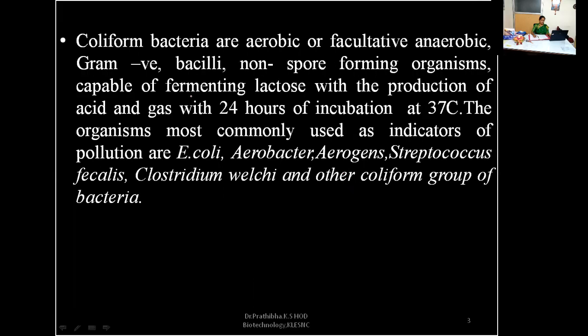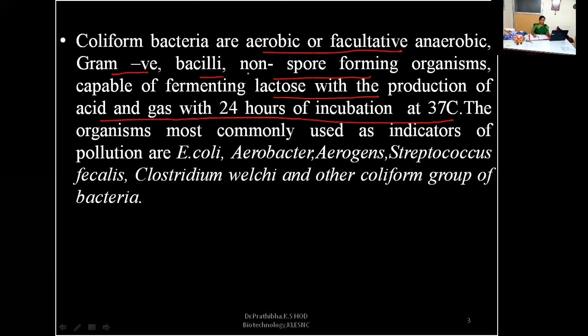Now, in this slide, you will understand what these coliform bacteria are. You can make a note of this. Coliform bacteria are aerobic or facultative anaerobes, and are gram-negative bacilli, non-spore forming organisms capable of fermenting lactose with the production of acid and gas within 24 hours of incubation at 37 degrees Celsius.